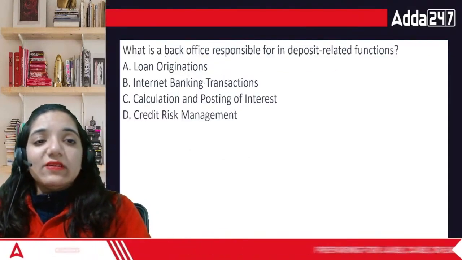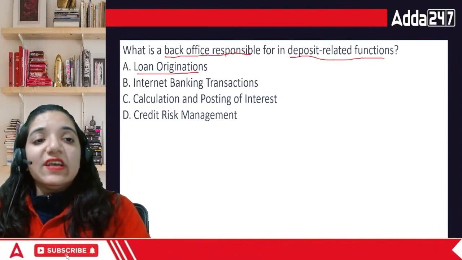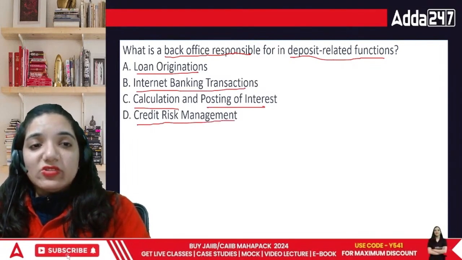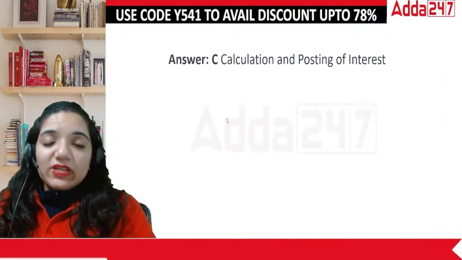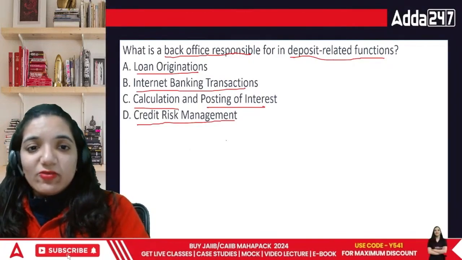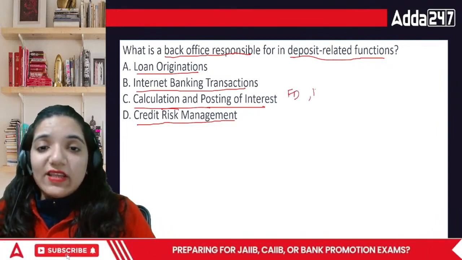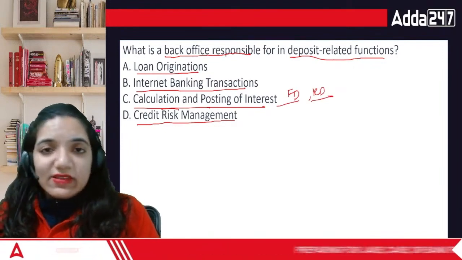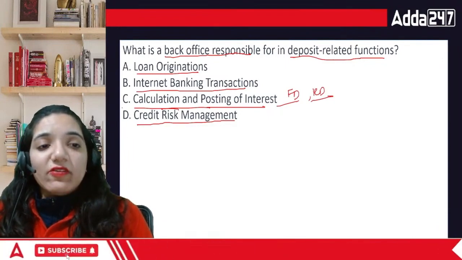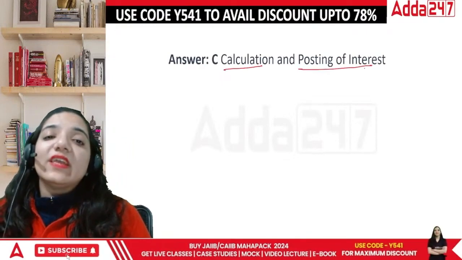Okay. What is the back office responsible for in deposit related functions? Loan originations, internet banking transactions, calculation and posting of interest, or credit risk management. Okay, so we're talking about the back office in terms of deposit related. They are looking at calculation and posting of interest. How are they looking at it? For example, if you look at the FDs, RDs, they calculate the interest. It is always done by the core banking solution. CBS goes through that, and then it takes care of the entire working further. So the answer is calculation and posting of interest.